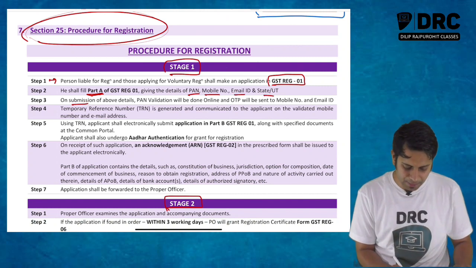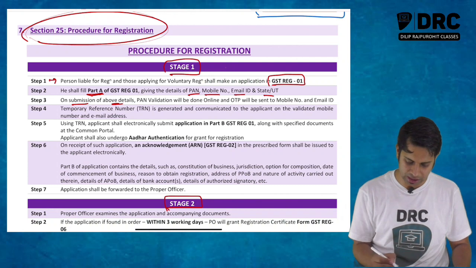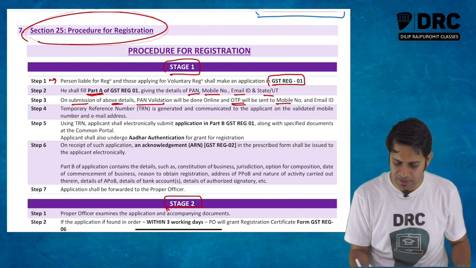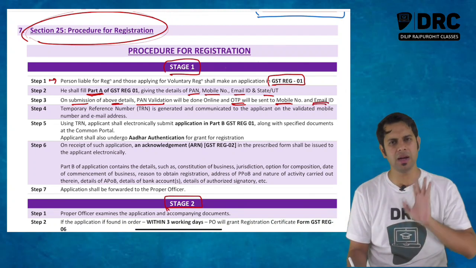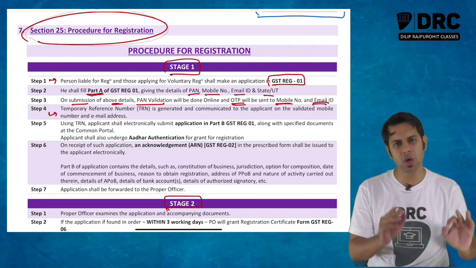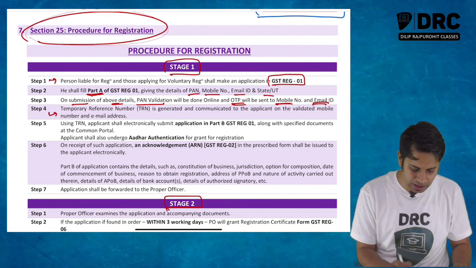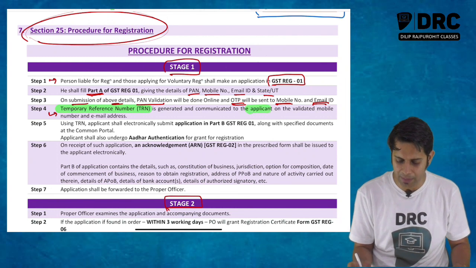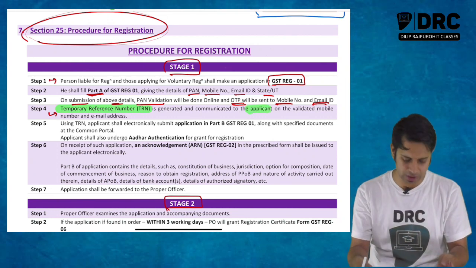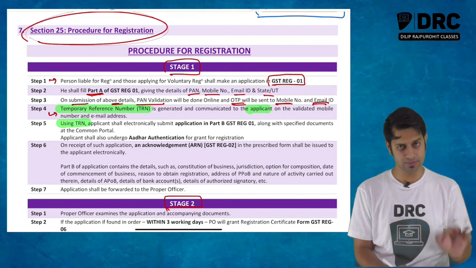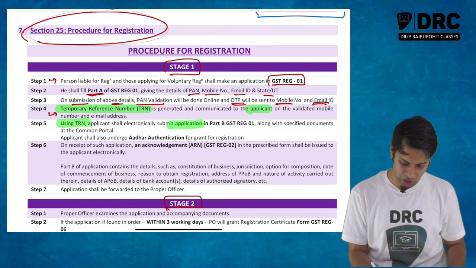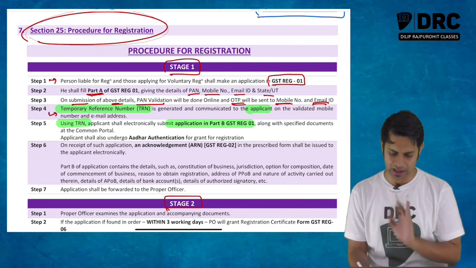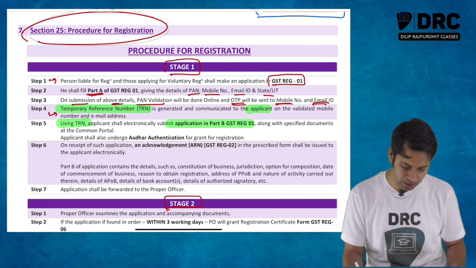On submission of the above details, that is step 2, PAN validation will happen with the income tax authorities and an OTP will be sent on the mobile number and email ID. Once you enter those OTPs, what will be given to you? Something called a temporary reference number shall be generated and communicated to the applicant on the mobile number and email ID. Using this TRN, I am required to electronically submit part B of GST REG 01.